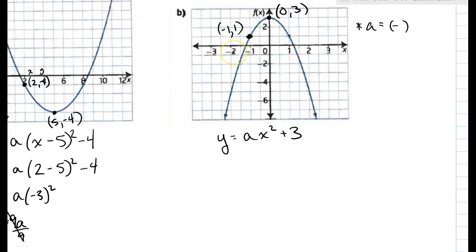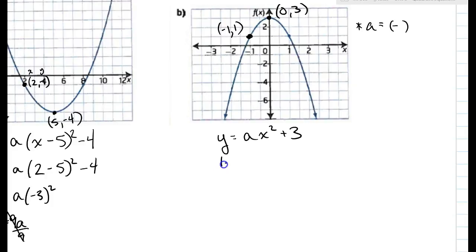Now be careful when you're reading these graphs. In the first graph, the scale on my x-axis was 1. The scale on my x-axis in part B is actually 1/2. So be conscious that you're always reading by the scale, not just by how many squares you've counted over, because they don't always mean the same thing.